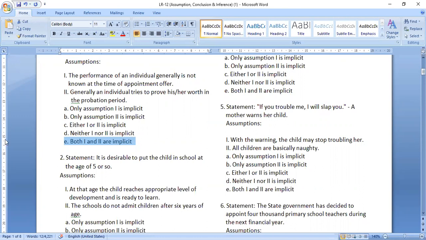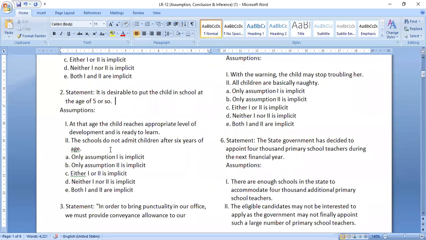So why is this not? See, it makes sense. It's desirable to put a child in school at the age of 5 or so, because at that age something crucial happens, right? Not because of what happens after that. If statement 2 were to be implicit, the schools do not admit children after 6 years of age. Had this been, it is better to put the child in school at the age of 5, or it is a No, but must.